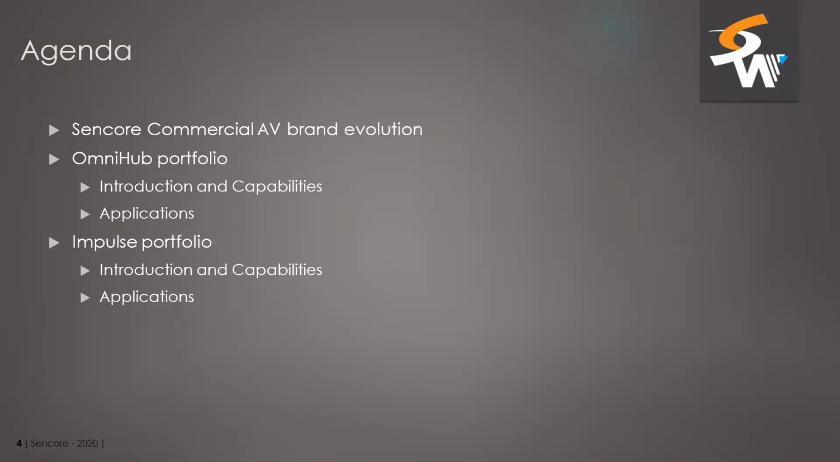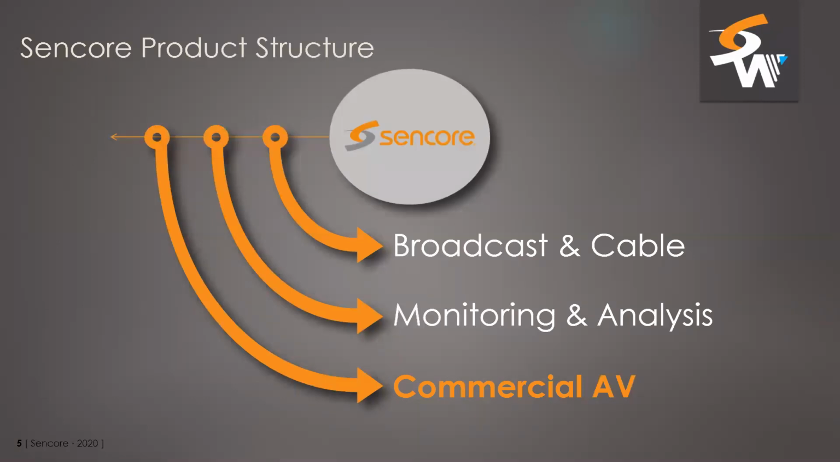At Sencore, we divide our products into 3 main groups. Broadcast and cable, where we have all Sencore flagship products like MRDs, AGs, the DMG series, and all other products for contribution and distribution in the broadcast and cable market. In the monitoring and analysis group, we have the well-known VideoBridge equipment and a bunch of other software and hardware tools to deeply analyze the audio and video content. And the third group that I want to talk to you about today is commercial AV products.